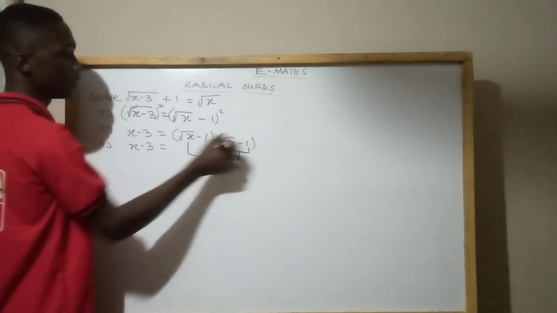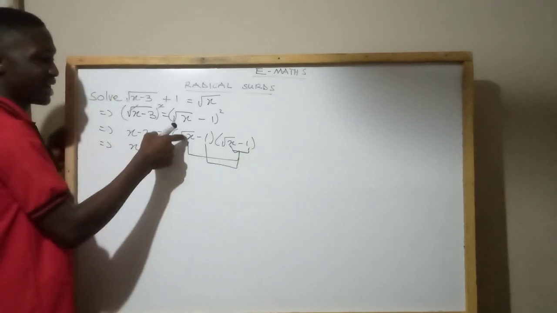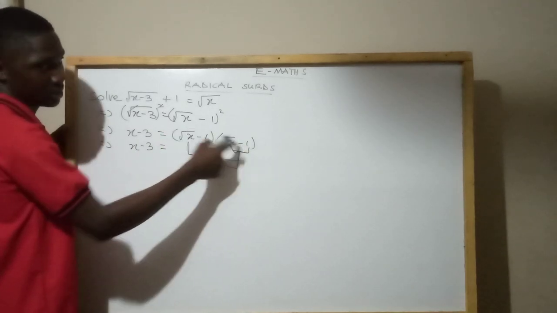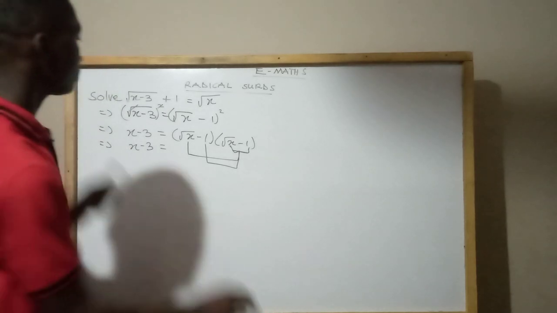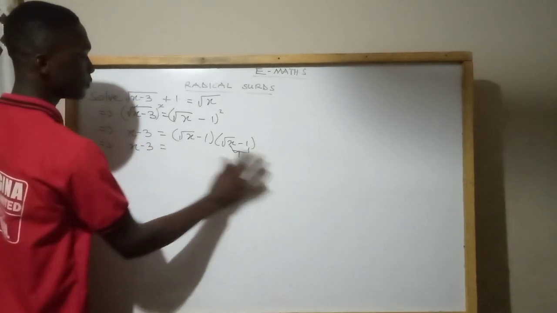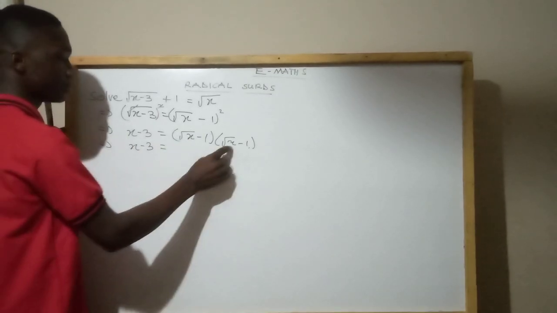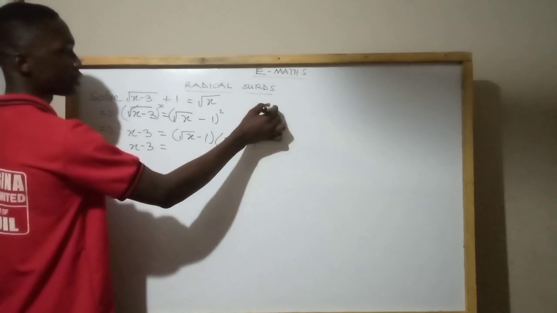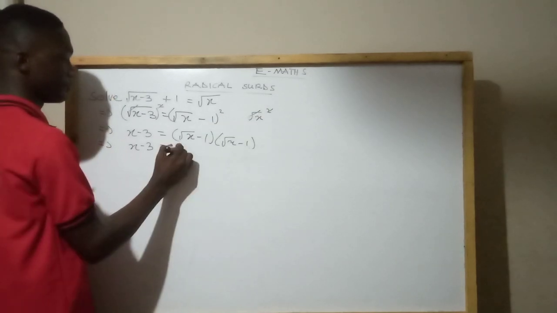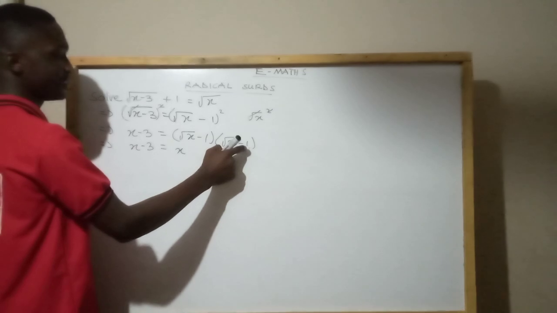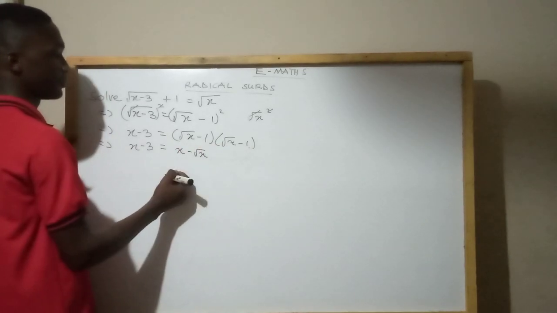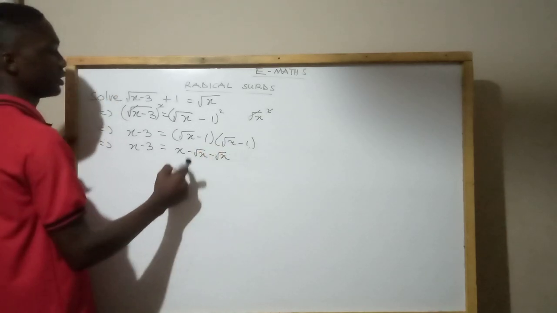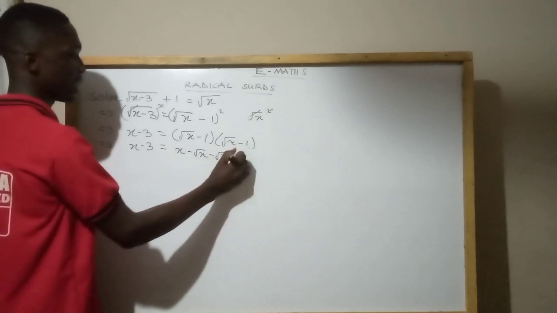So root x multiplies root x, multiplies minus 1; minus 1 multiplies root x; minus 1 multiplies minus 1, like that. So we get, root x times root x gives root x squared. Root x squared, the square cancels the square root, so you get x. Root x times negative 1, you get negative root x. Then negative 1 times root x, we get negative root x. Negative 1 times negative 1, you get plus 1.